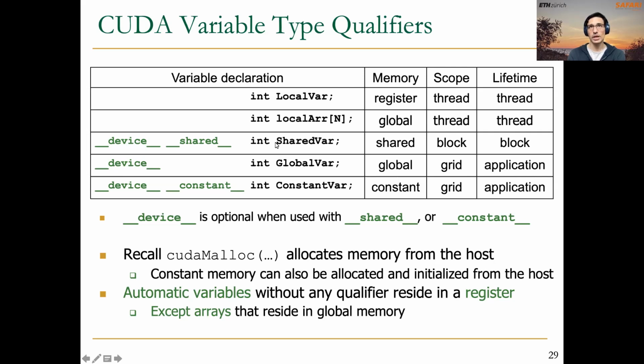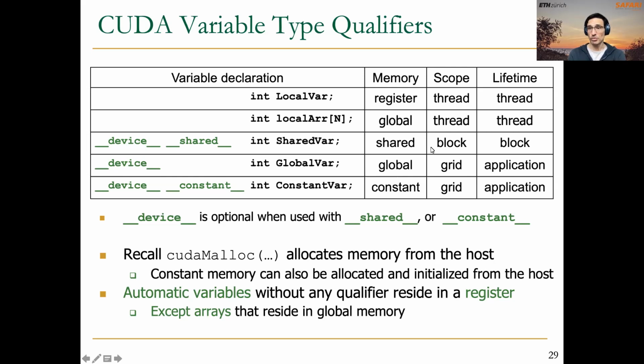These variables are for use of a single thread, and their lifetime is the lifetime of the thread. Threads can also use arrays like this local array of a certain size. In principle, these arrays are for usage of a single thread, so their lifetime is also the lifetime of the thread. But in principle, these are stored in global memory. This is something that will happen by default, but in cases where the size of this local array is known at compile time, the compiler will try to allocate this array into registers.